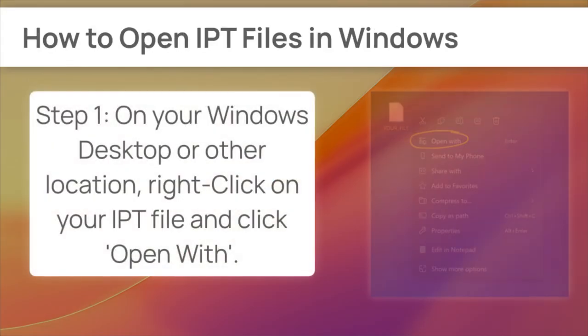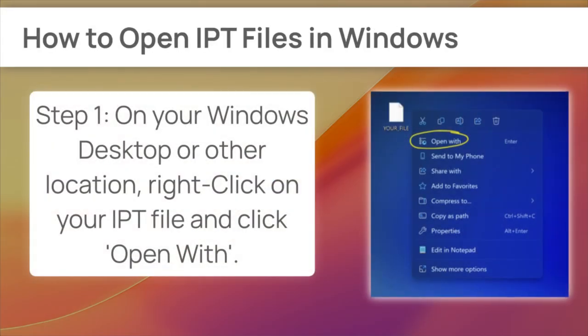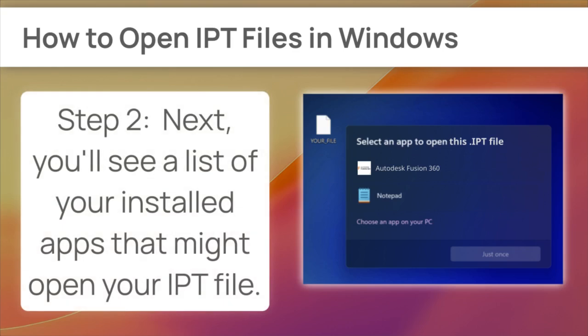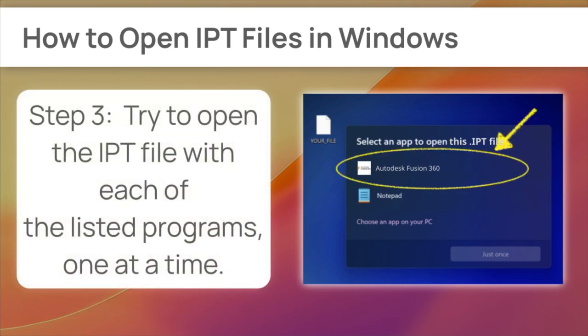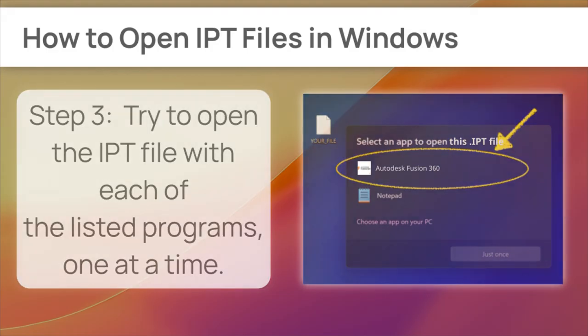Let's verify the file's compatibility against known readers. Right-click the IPT file and select Open with. Test Autodesk Fusion 360 if it appears. If not, choose another program. Different software handles the IPT format uniquely.